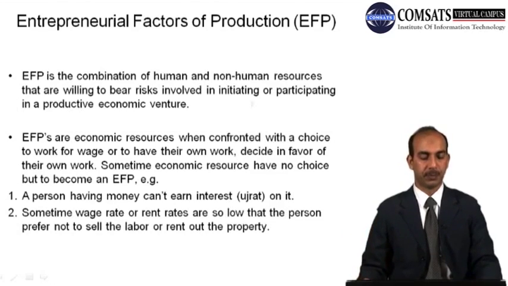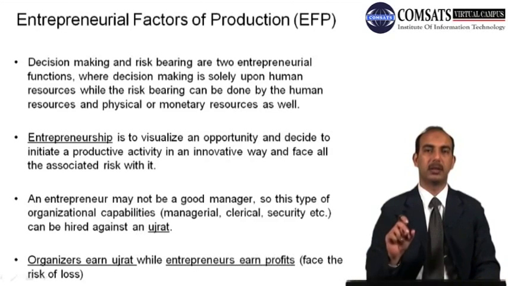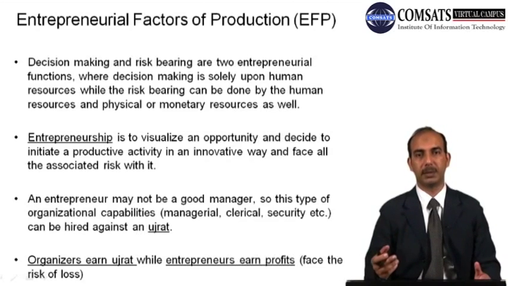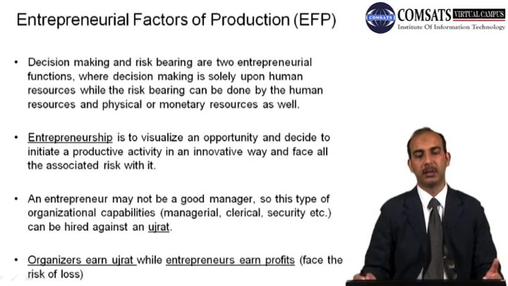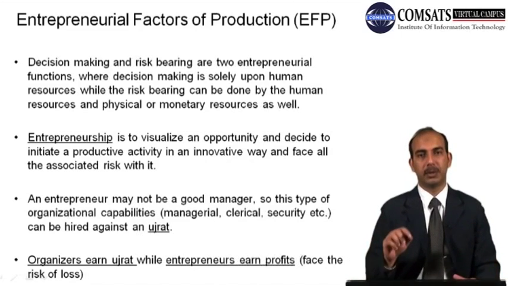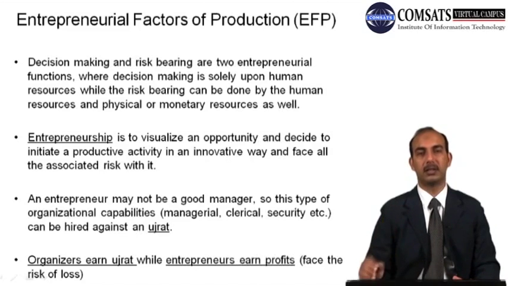of production. For factor inputs, those who opt to become an entrepreneurial factor of production, there are two types of decisions: decision making and risk taking. The decision making is solely the job of an entrepreneur, the human factor of production. All other physical capitals can face the risk, but they can't decide what to do. So the job of an entrepreneur is to become a decision maker and to bear the risk as well.